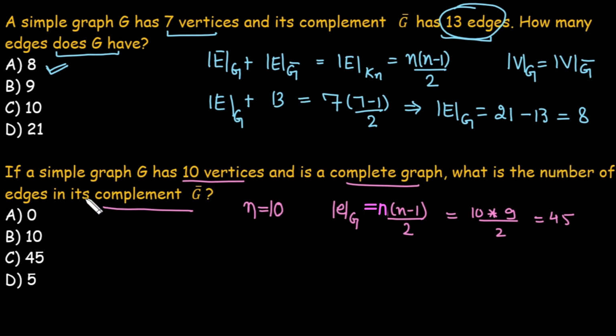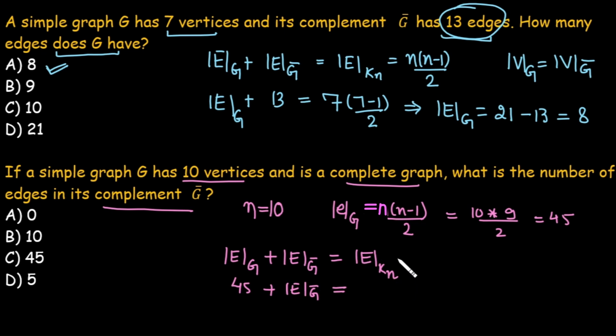Now the question is, how many edges does the complementary graph have? As per this, the number of edges in graph G plus the number of edges in the complementary graph is equal to the number of edges in a complete graph Kn. The number of edges in graph G is 45, plus the number of edges in the complementary graph is as it is, equal to the number of edges in complete graph Kn. n is 10, again it is 45. So as per this equation, we are getting the number of edges equal to 0.